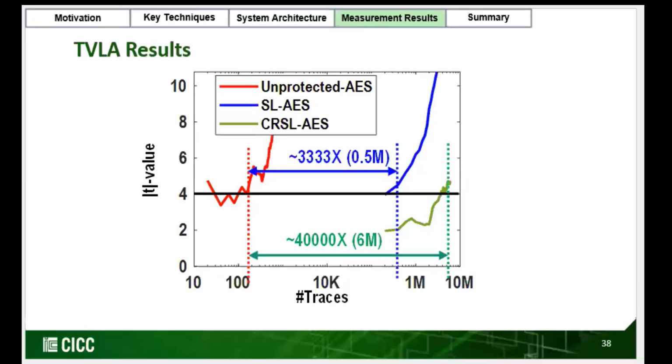And in presence of both clock randomization and slewed clock, we see there is 40,000x improvement in number of traces to leak meaningful information, which is 6 million individual traces.